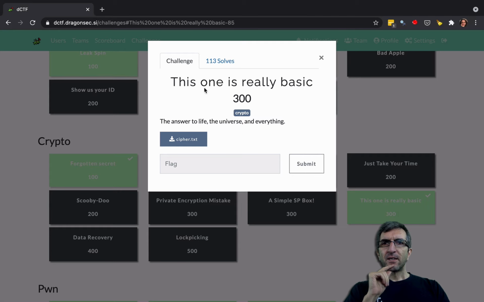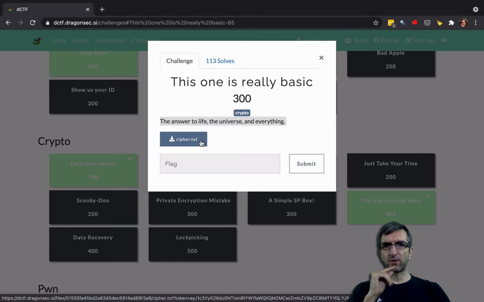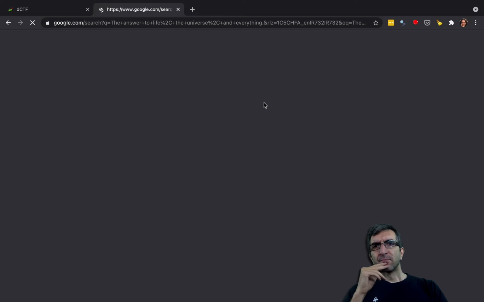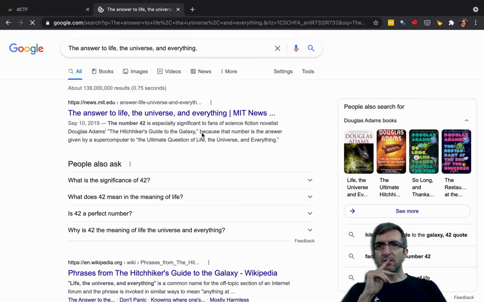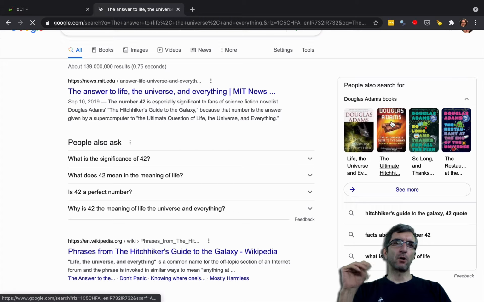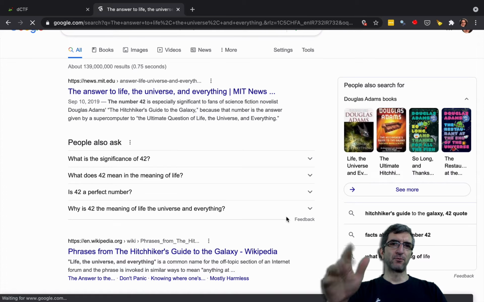So this one is really basic. 300 points, crypto. And the description is: the answer to life, the universe, and everything. Always we can search the clues like this, but being a geek, for sure you know that the answer is 42. Also, there is a file called cipher.txt. If you don't know it, just search for the answer to life, the universe, and everything, and you will get 42. It's from the great novel by Douglas Adams, The Hitchhiker's Guide to the Galaxy. If you have not read it, go and read it. It's a very, very interesting one.